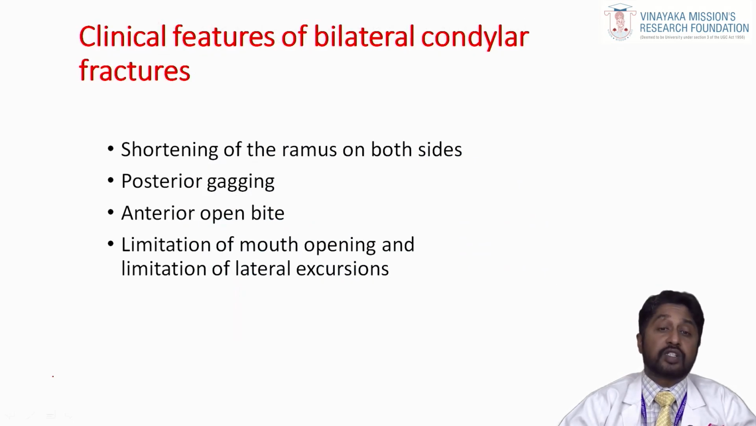So for the clinical features of a bilateral condyle fracture, first we saw unilateral, now here is bilateral. Here there is shortening of the ramus on both sides, posterior gagging, anterior open bite, limitation of mouth opening and limitation of lateral excursions. So these are the common clinical features.